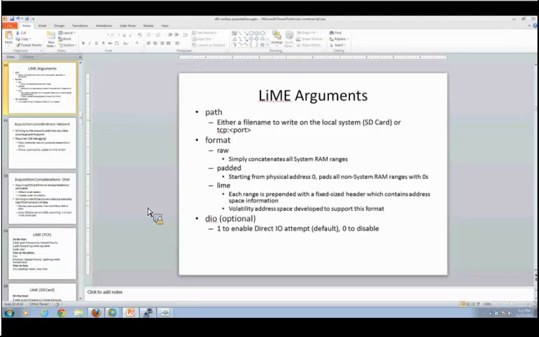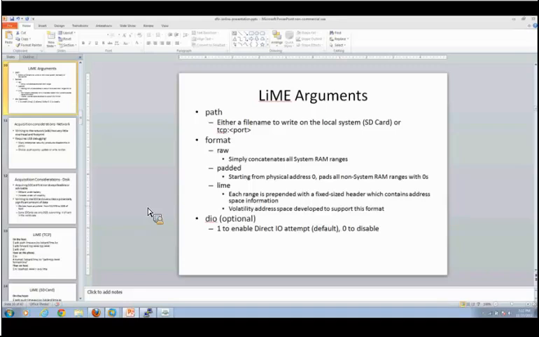So I'll check back to the question in a second. How to use LiME? This is a kernel module, so you have to give it its arguments before it loads. And there's 3 of these. We're going to look at these sample invocations in a minute. One is the path, which is either a file name if it's going to be on the SD card, or a TCP port if you're going to do it over the network.